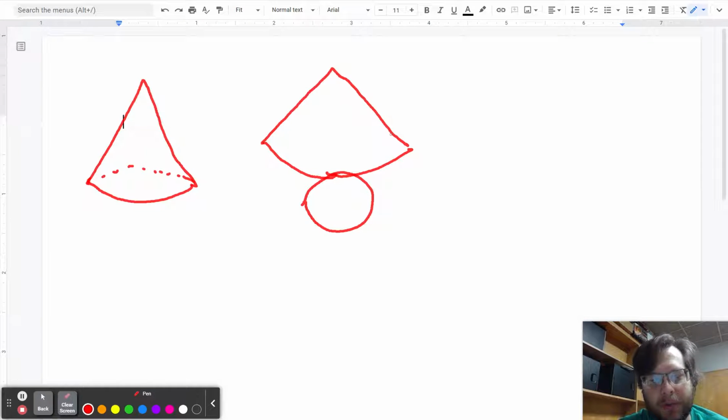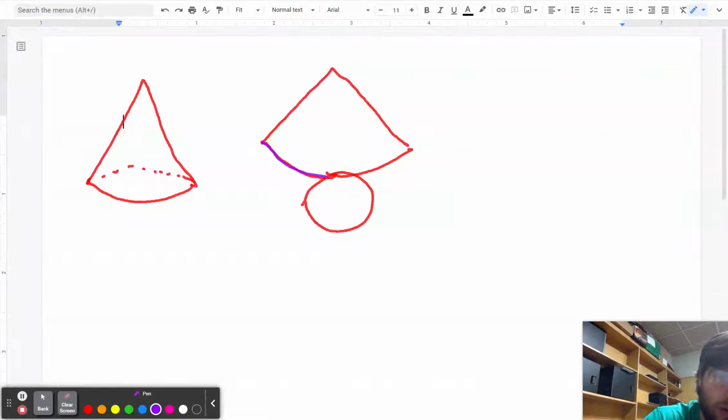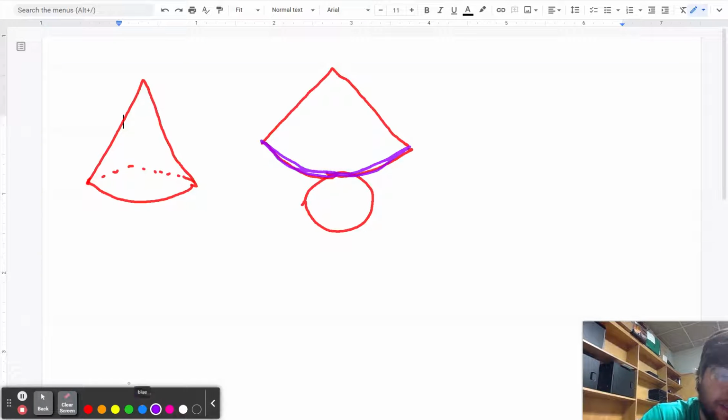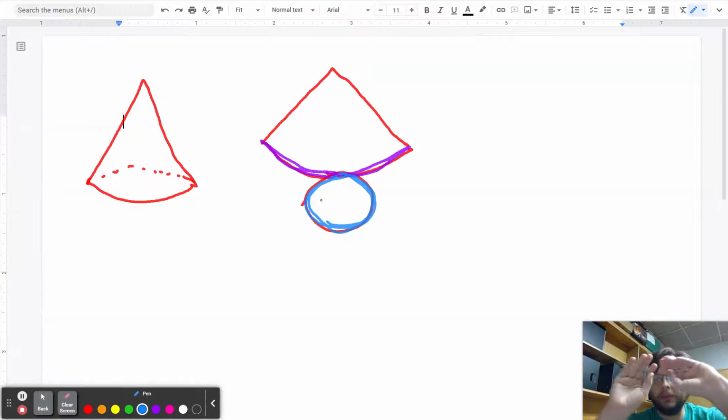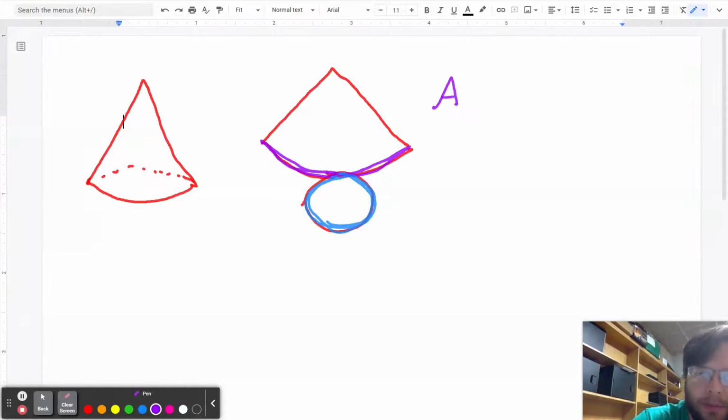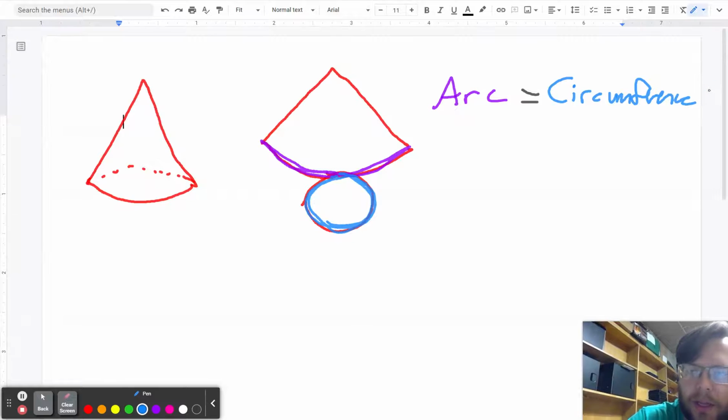But what's important to keep in mind here is that this arc right here has to be exactly the same length as this entire circumference right here. That's what makes it wrap around to make the cone. And so let's use that fact that our purple arc needs to equal our blue circumference. And let's start giving some labels to things.